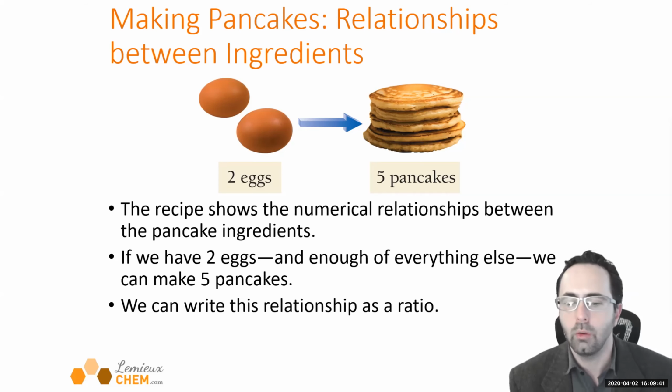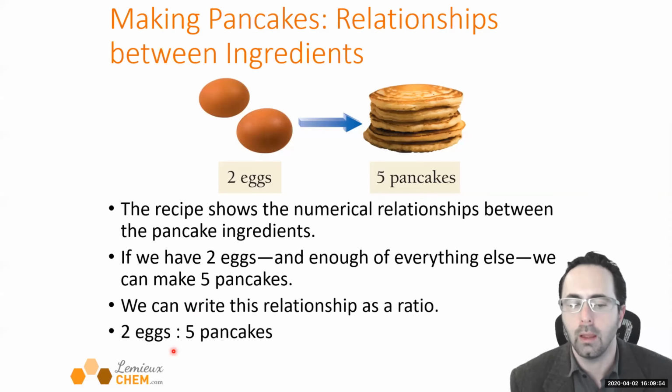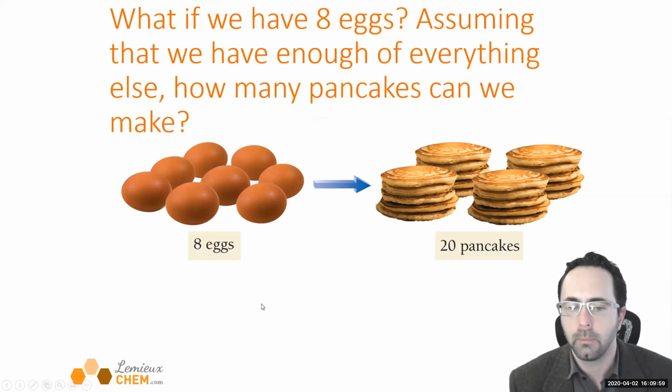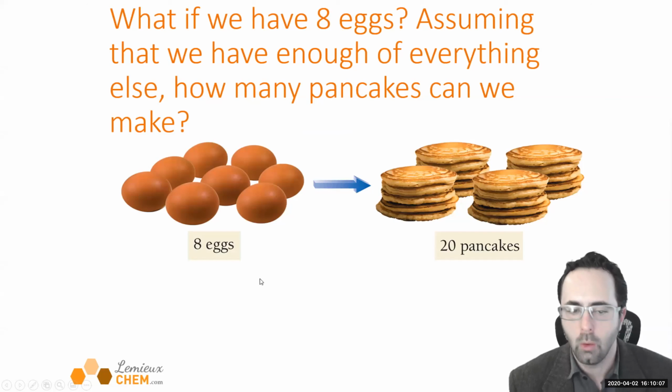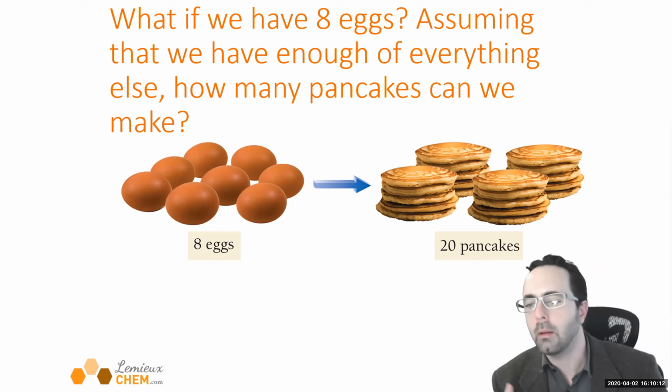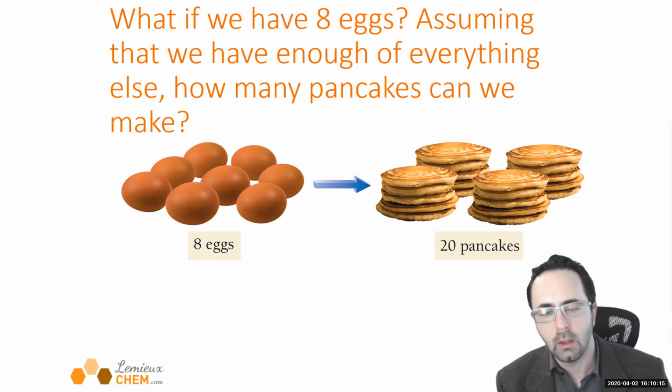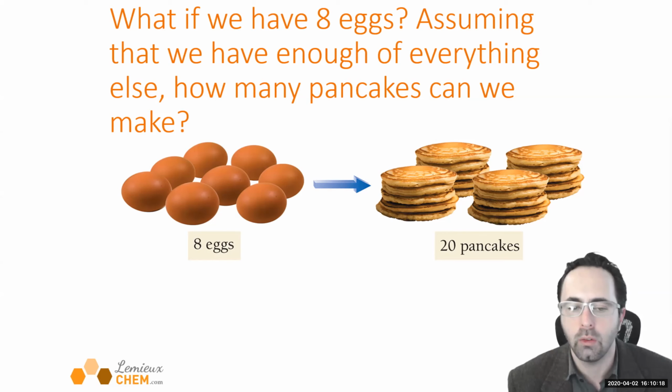If we have 2 eggs and enough of everything else, we can make 5 pancakes. So this is our conversion factor. Basically 2 eggs equals 5 pancakes. So we need 2 eggs per 5 pancakes that we make. That's a conversion factor. 2 eggs per 5 pancakes. Now let's say we're starting with 8 eggs and we're asked to determine how many pancakes we could make. Well, your relationship that you had on the last slide was 2 eggs per 5 pancakes. So that's the relationship we're going to use as a conversion factor.